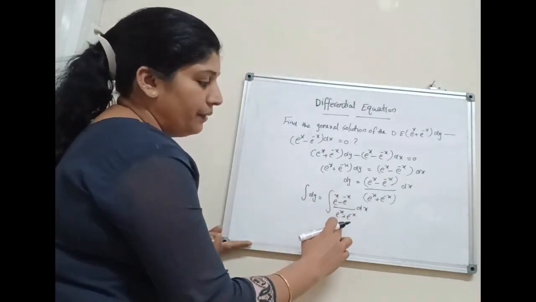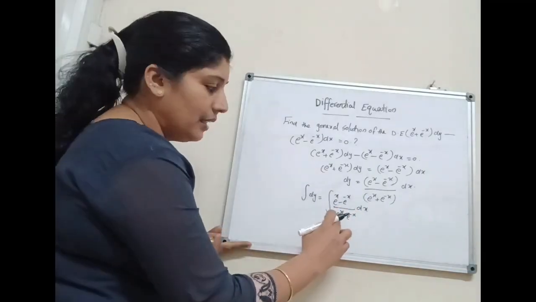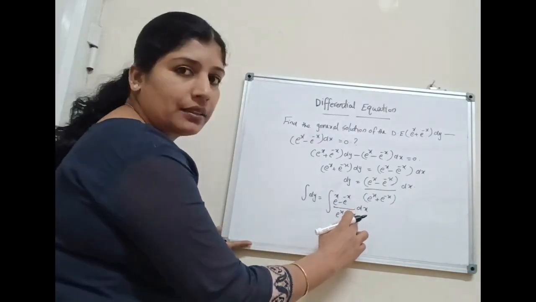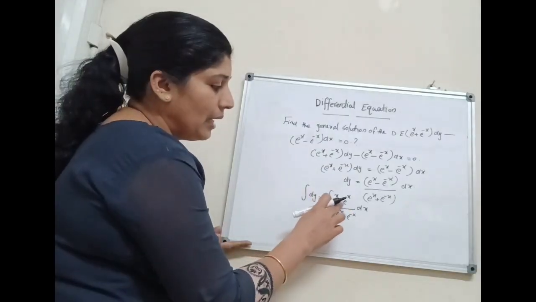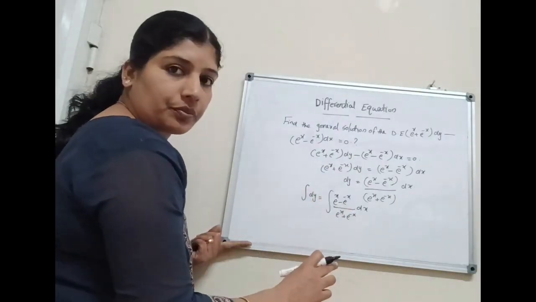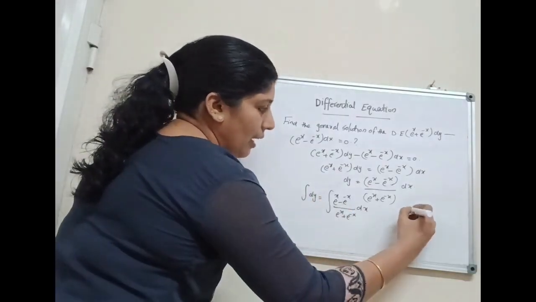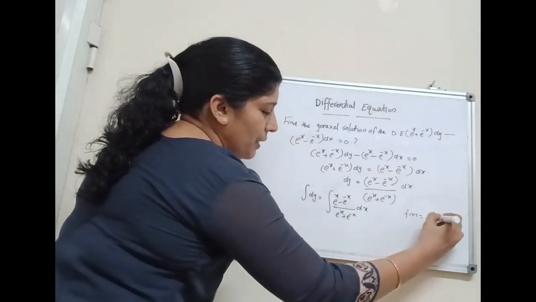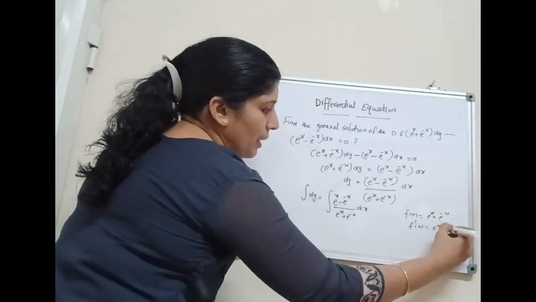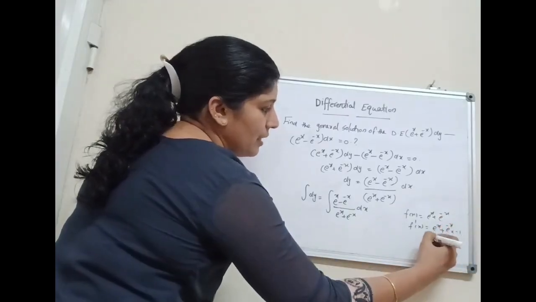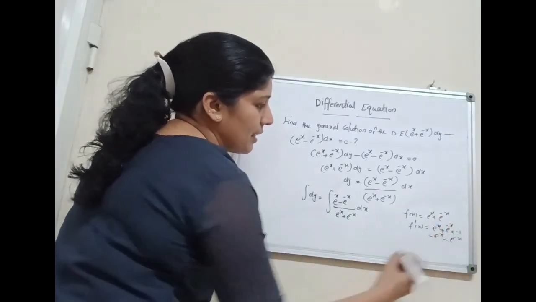Here, it is of the form f dash of x by f of x. Let us consider f of x is e raised to x plus e raised to minus x. Then the derivative of e raised to x plus e raised to minus x is e raised to x minus e raised to minus x. That is, f dash of x equals e raised to x plus e raised to minus x into minus 1, which is equal to e raised to x minus e raised to minus x.